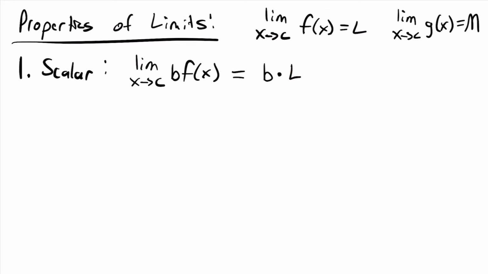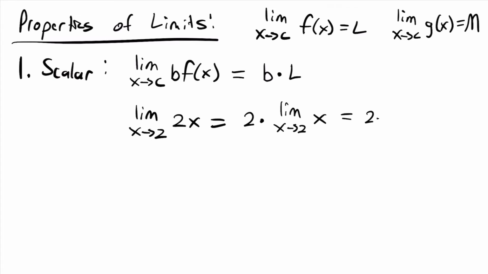An example of this would be the limit as x approaches 2 of 2x. This would be equal to writing 2 times the limit as x approaches 2 of x, which, as we learned from our rules earlier, is equal to 2. So then we would say it's 2 times 2, and that equals 4.